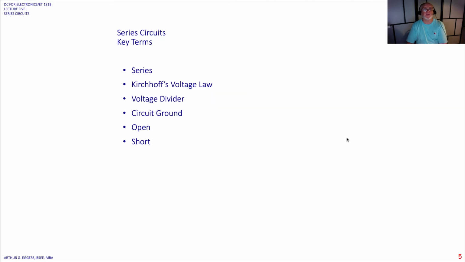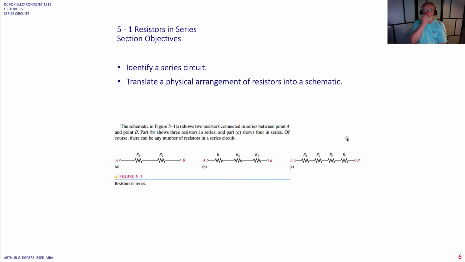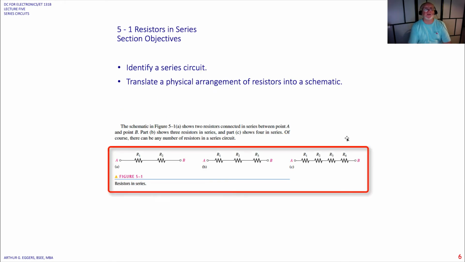And the terms that you're going to have to get used to using. What is a series circuit? How does that differentiate from a parallel? What's the difference between Kirchhoff's voltage law and that of Ohm's law? Looking at voltage dividers to help us solve for circuit configurations. What is a ground? What's an open? And what's a short?